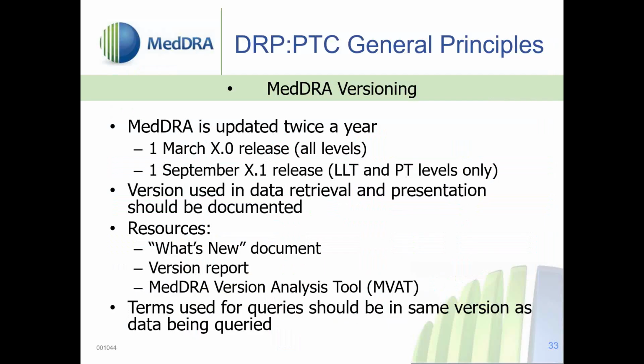So now we are still talking about the general principles addressed in the PTC document. In addition to MedDRA grouping terms and multi-axiality, versioning is a really important point that has to be considered. As we know, MedDRA is updated twice a year. So on 1st of March each year, we have the 0.0 release, the major release that affects all levels in the hierarchy, and on September 1st, the 0.1 release, the minor release that only affects the LLT and PT levels.